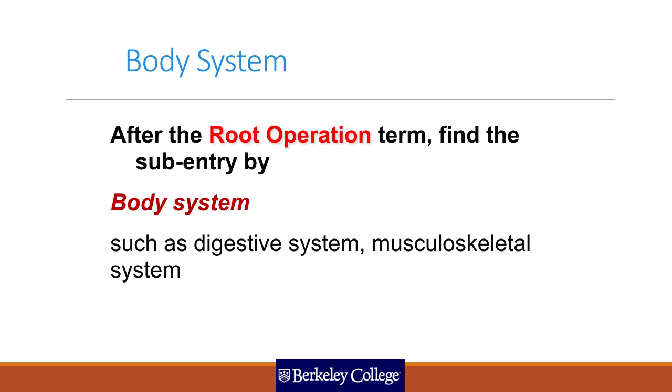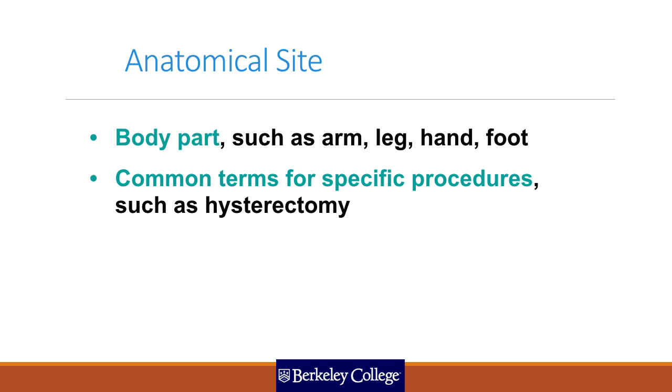The body system is the next qualifier under the root operation term in the alphabetic index. So that is what is known as a sub-entry. So it's going to identify the digestive system, the musculoskeletal system. And then after that, the next line is going to identify a specific anatomical site. So a body part, such as an arm or a leg or a hand or a foot, or it could be a common term for a specific procedure, such as a hysterectomy.